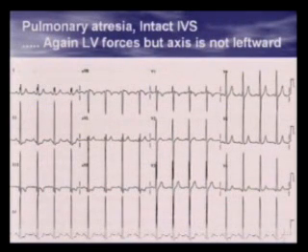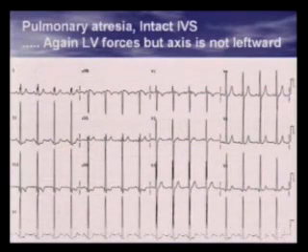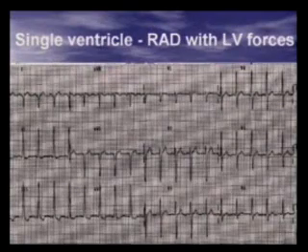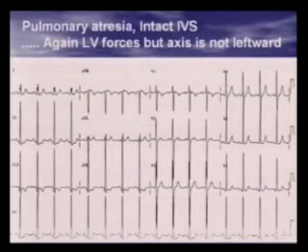This is typically seen in patients with pulmonary atresia with intact septum where the right ventricle is small. Even in tricuspid atresia the right ventricle is small, but there the axis is left, here the axis is right. And as I told you, you can see this in patients with single ventricle also. A typical example of a patient with single ventricle, an ECG taken from a patient with single ventricle, right axis deviation with left ventricular forces. Here also it was right axis deviation with left ventricular forces, but this patient had pulmonary atresia.